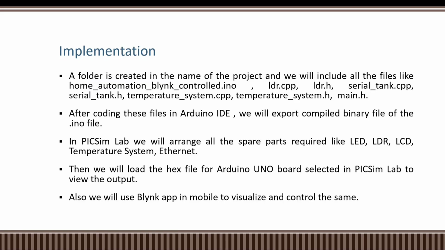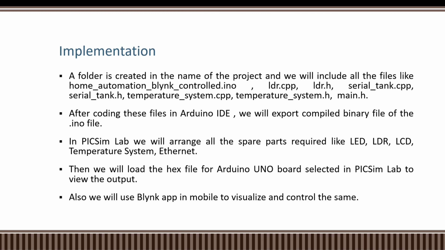So now we will see the implementation of the project. As I already mentioned, the software required to code would be the Arduino IDE. A folder is created with the name of the project and we will include all the files like home automation blink control.ino, that is the name of the project, ldr.cpp, ldr.h, serialtank.cpp, serialtank.h, temperature system.cpp, temperature system.h, and a main file main.h.